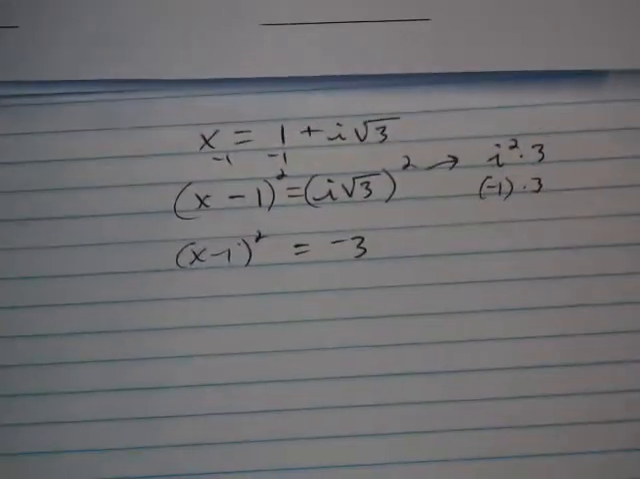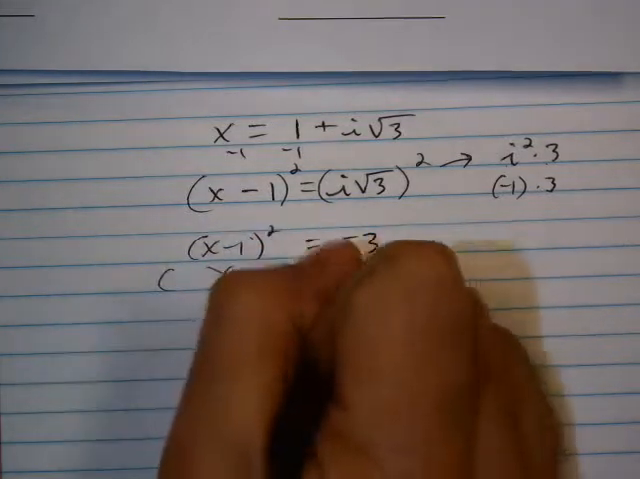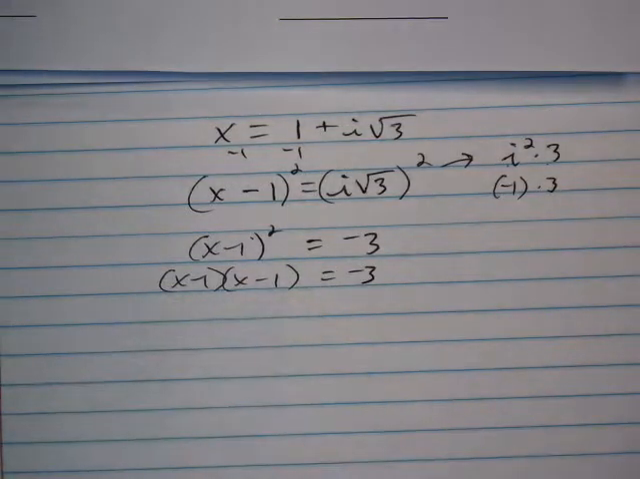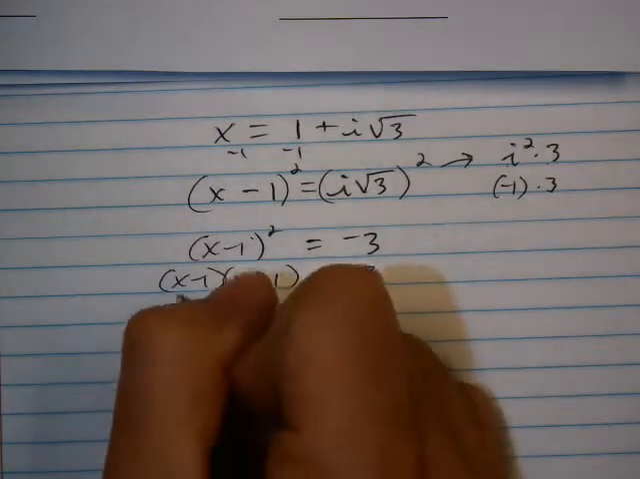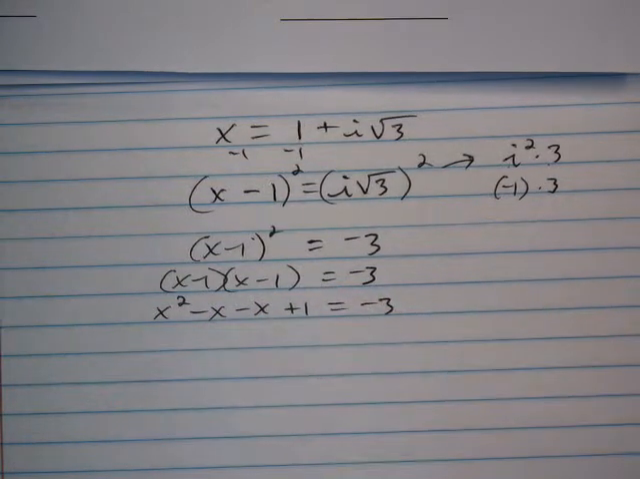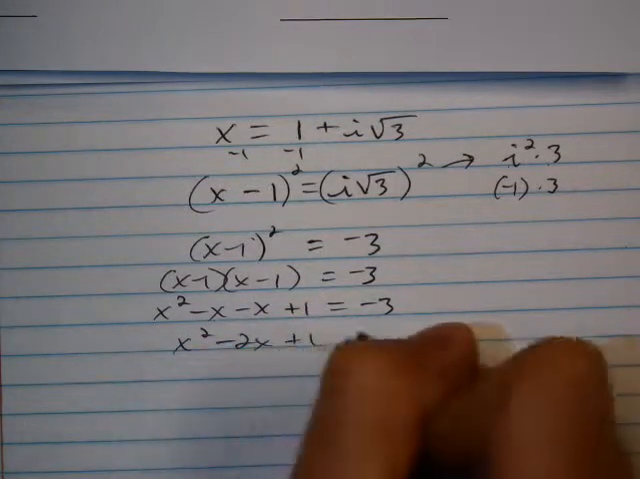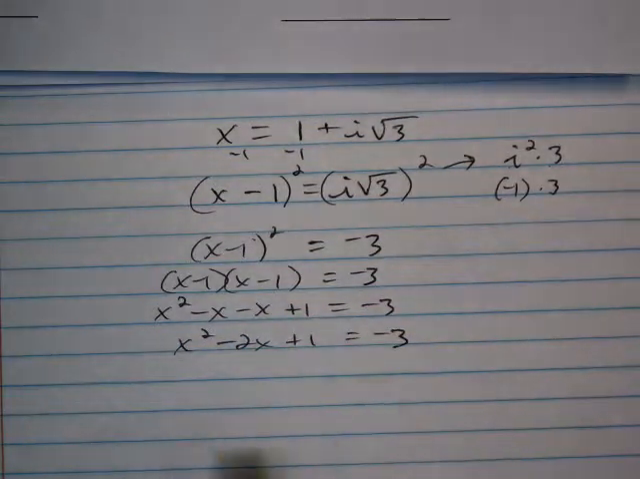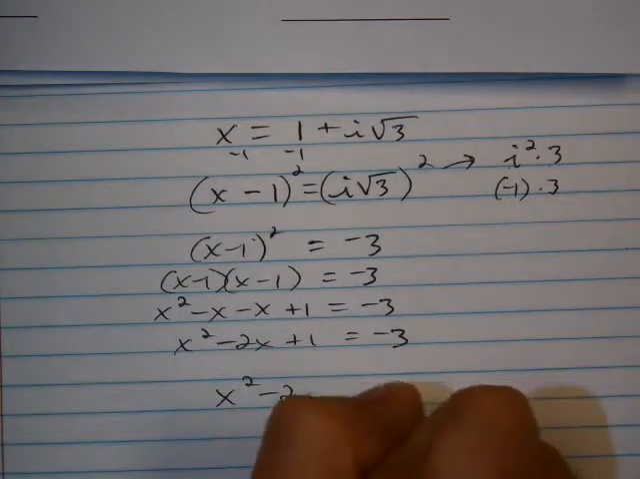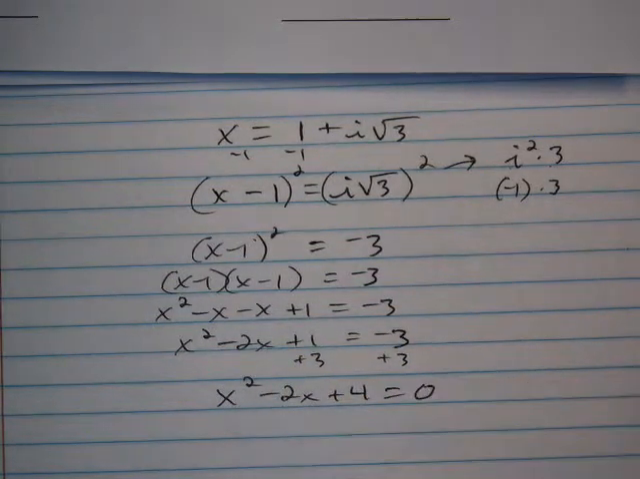Now we want the original equation, so I'm going to set this as x minus 1 times x minus 1, and I'm going to just multiply this all out. This gives me x squared minus x plus 1 equals negative 3. I combine my terms. x squared minus 2x plus 1 equals negative 3. And then the last thing to do is move this negative 3 over. x squared minus 2x, I'm adding 3 to both sides, plus 4 equals 0.